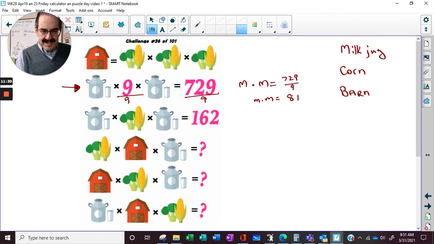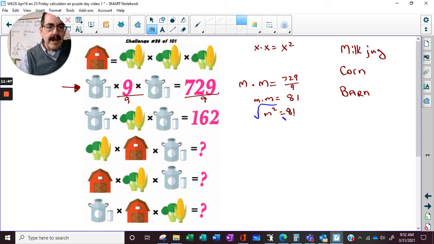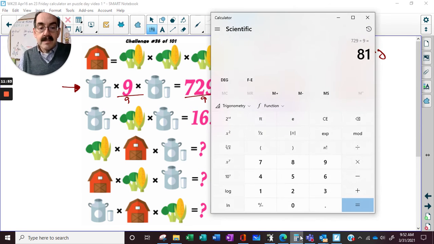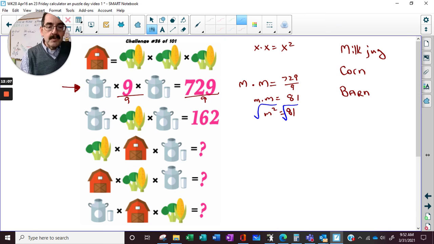Well, I thought that Mr. Miller the other day said m times m. Remember x times x equals x squared? Yeah. So m squared equals 81. Well, this week we've been working with that thing called the radical, that thing called the square root. The opposite of squared is, right? They're right next to each other. Square, square root. The square root of 81 is 9. Cool. So the milk jug is 9.